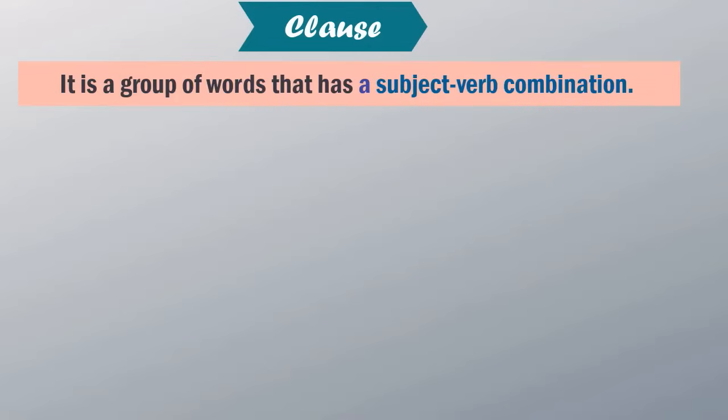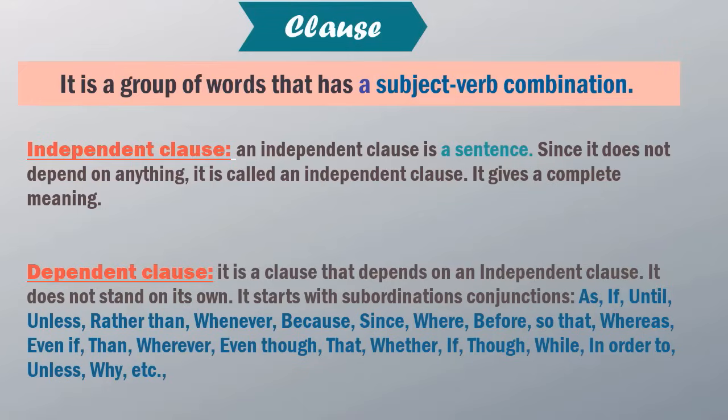Guys, a clause is nothing but a group of words, more than one word, that has a subject and a verb in it. Basically, it has a subject verb combination. A clause is nothing but a group of words that has a subject verb combination in it. A subject and a verb, right? Now we have two types of clauses. These are independent clauses and dependent clauses.